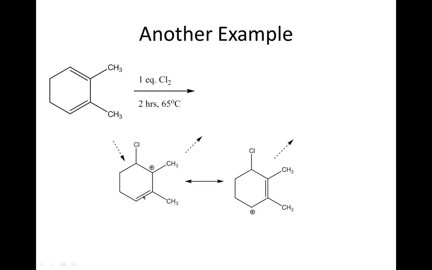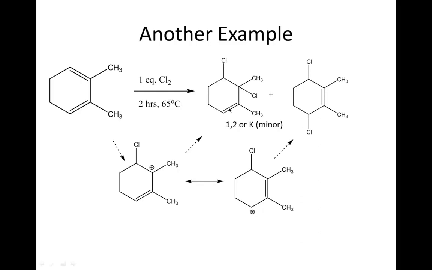And when it resonates, remember you flip these two, and so now the chlorine that went on first and the carbocation are either 1,2 with respect to each other or 1,4 with respect to each other. Now if the second chlorine atom goes on this one, you're going to get the 1,2 product. If it goes on this one, you're going to get the 1,4 product. And so what we want to do is label these things. So this one is the 1,2 product, and it's the minor product, or the kinetic product is minor, because under the warmer conditions at the longer amount of time, that's going to favor the thermodynamic product.